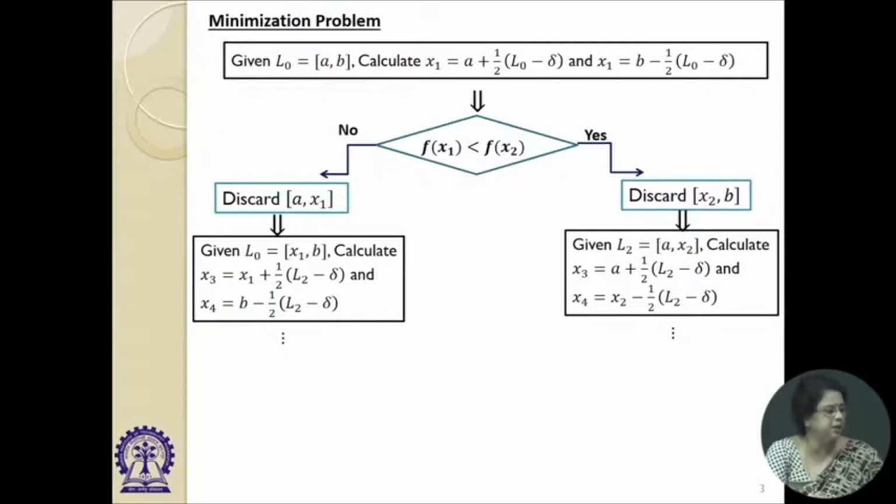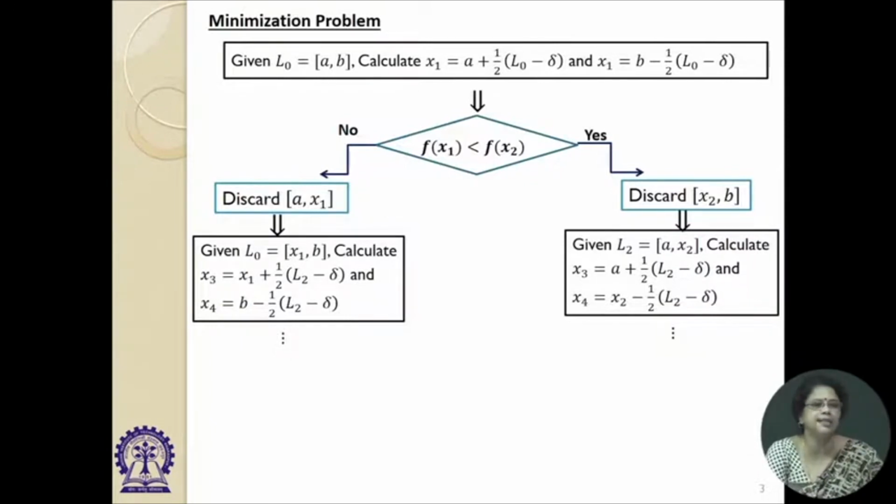Now, let us consider the process. We are considering a minimization problem, with initial interval of uncertainty a to b. How is the region eliminated? We find the values of f at the points a, x1, x2 and b. If we see f(x1) is lesser than f(x2), that means the minimum should lie within a to x2. There cannot be any minimum within x2 to b. That is why we will discard the interval x2 to b. Then the new interval of uncertainty will be a to x2.